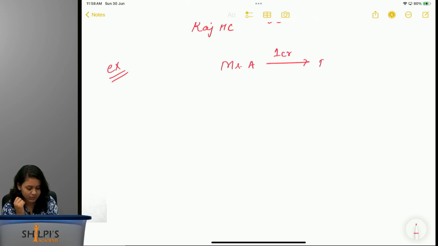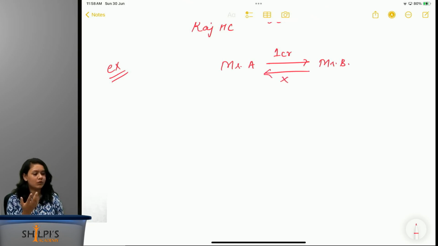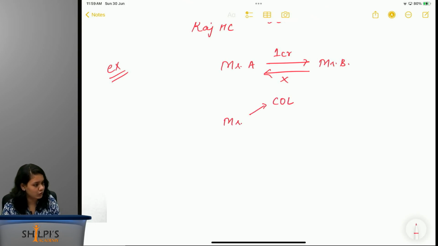We'll stick to the same examples for the time being. Mr. A loaned out to Mr. B. Mr. B did not pay the money back. Now we have gone to a court of law. When you go before a court of law, put yourself in the position of Mr. A. You are approaching the court saying, Your Honor, this person has violated some of my rights, so call him to the court and pass judgment. So Mr. A will approach the respective court of law.